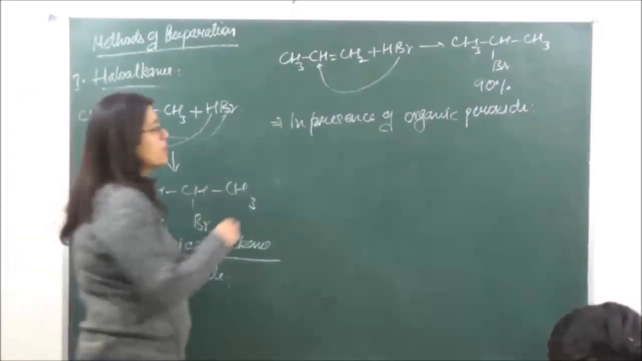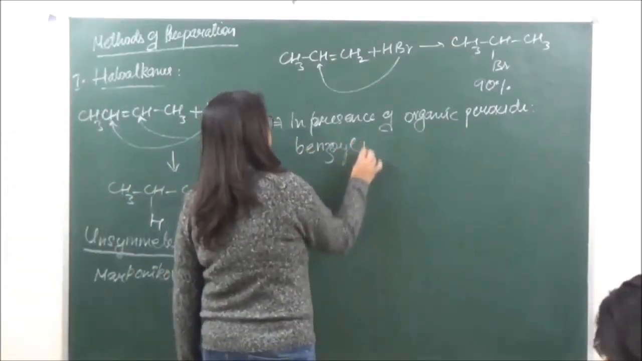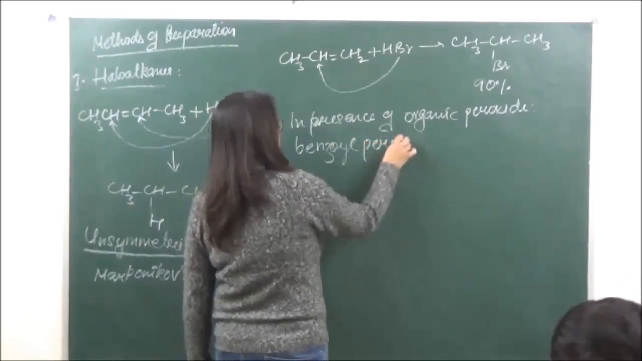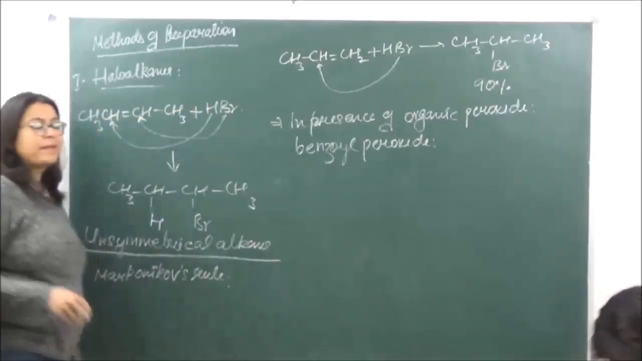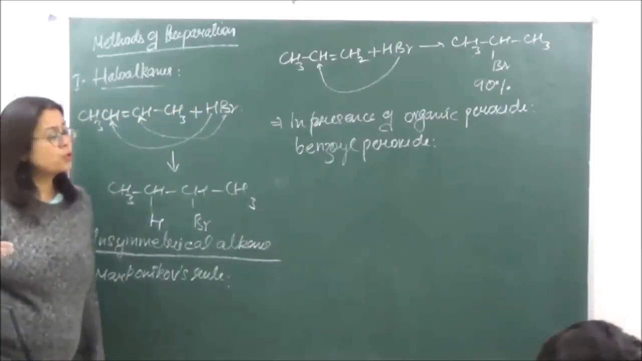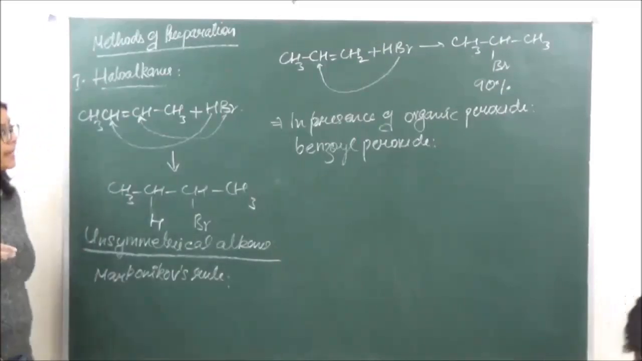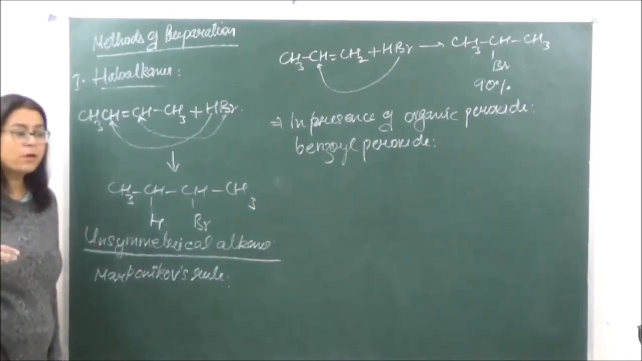So organic peroxide, say we are taking benzoyl peroxide here. According to this rule, the anti-Markovnikov's rule, the negative part of the halogen acid will attack the carbon atom with the greater number of hydrogens.